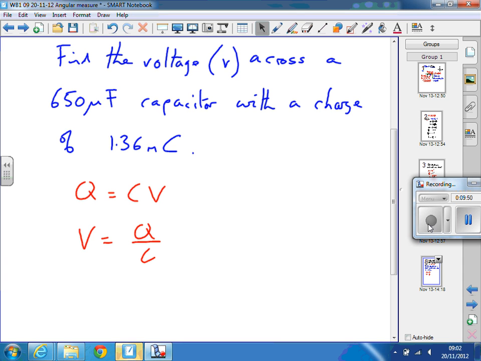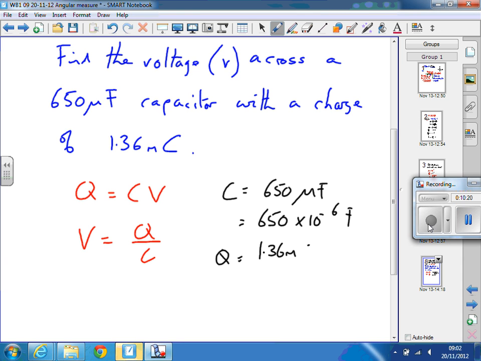Now I would write down what I'm given. I'm given that C equals 650 microfarads, which is, what is micro? 10 to the minus 6. So I'd say that that's 650 times 10 to the minus 6 farads. The charge Q is 1.36 millicoulombs, which is 1.36 times 10 to the minus 3.